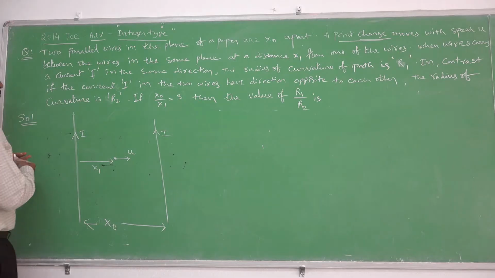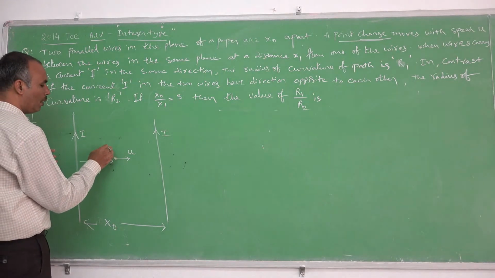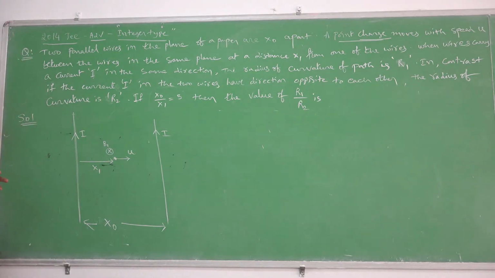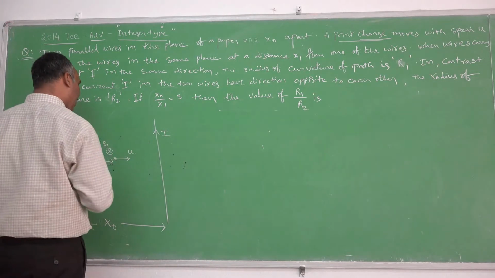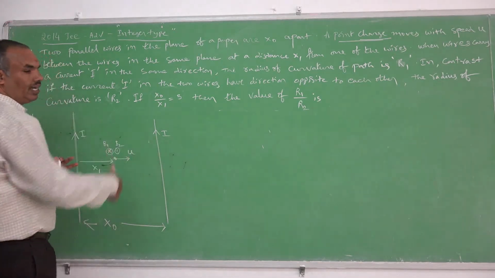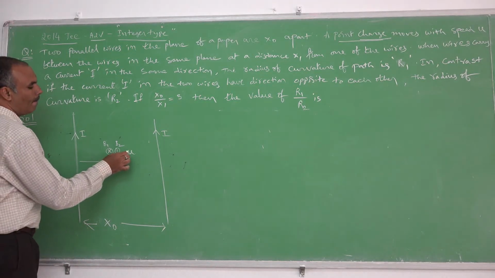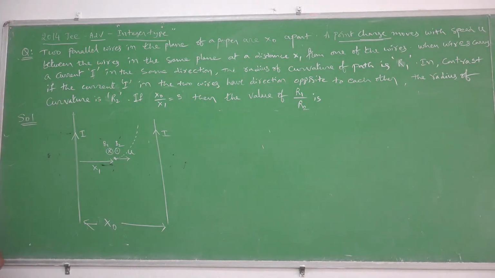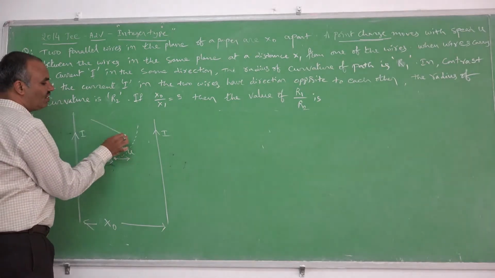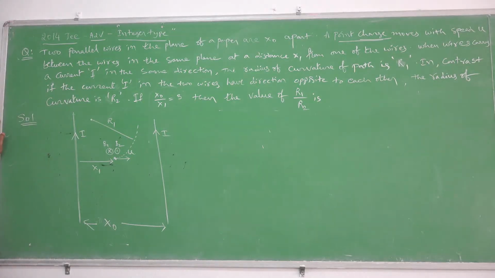As you know, when current is going like this, the magnetic field at this point is into the paper because of the first conductor. At the same point, the magnetic field is out of the paper as per the right hand thumb rule due to the second conductor. You know that in a magnetic field, a charged particle executes curved motion. The radius of curvature of the path followed by this particle is r1. I need to calculate the radius of curvature in the first case.